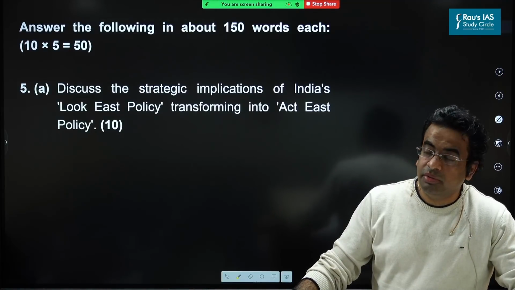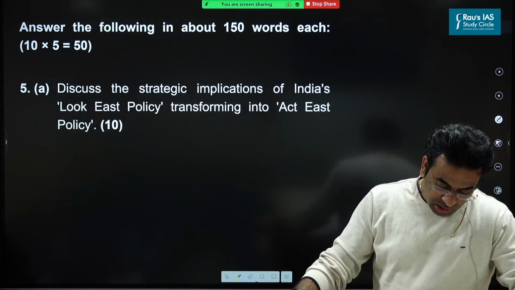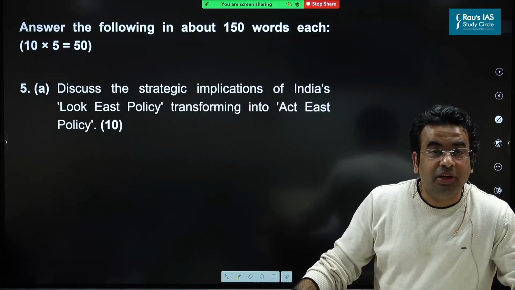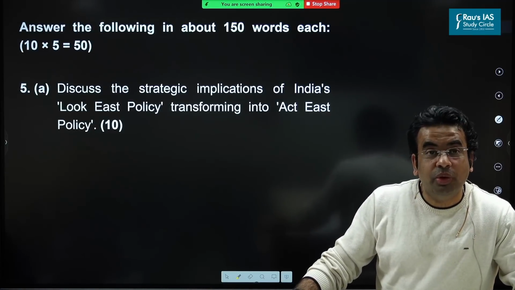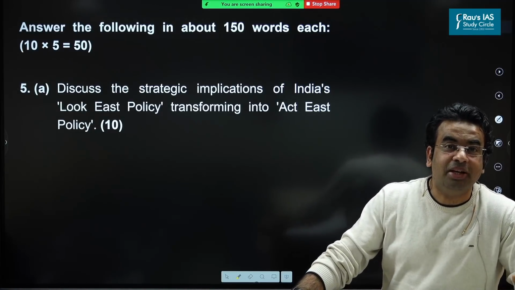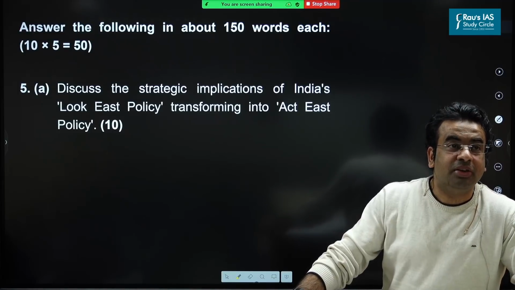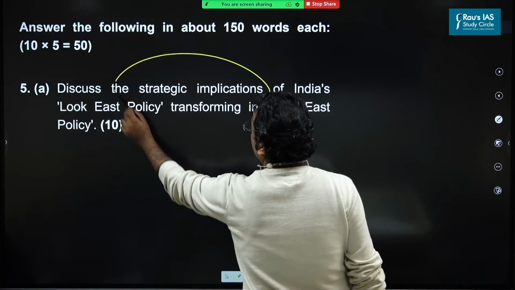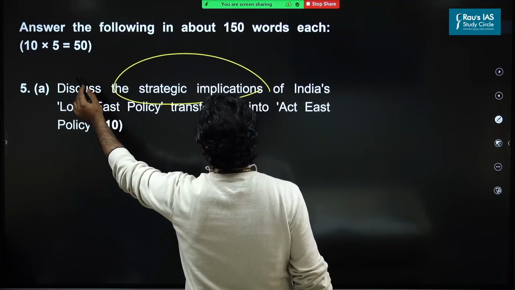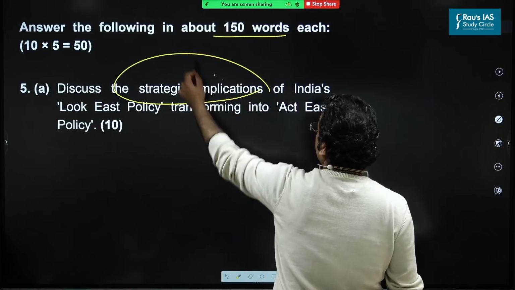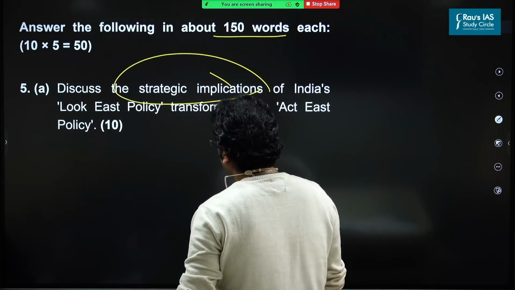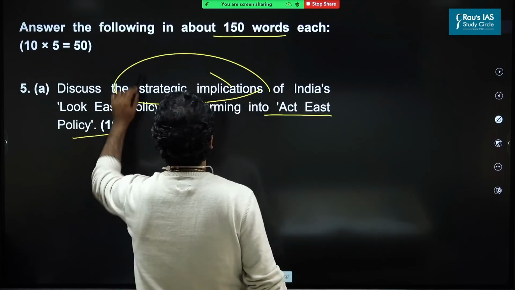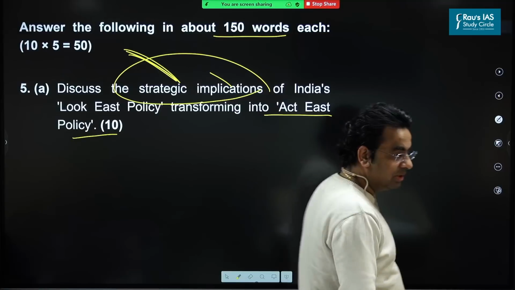Now another mandatory question, another challenge, 5 parts. Even if you know everything, the challenge is to complete it in 6-7 minutes. Discuss the strategic implications of India's Look East policy transforming into Act East policy. You just have to write in 150 words. What are the strategic implications?